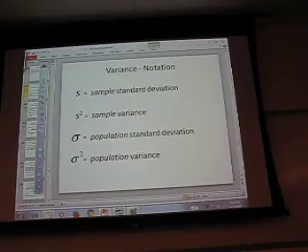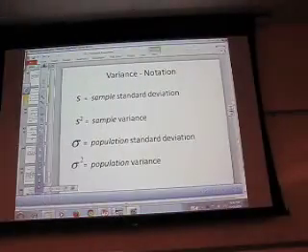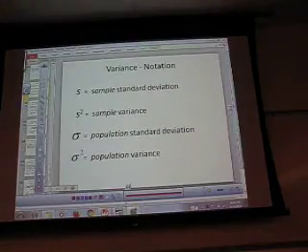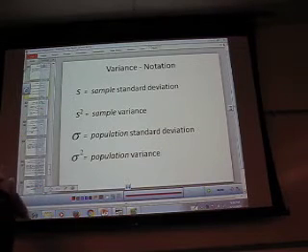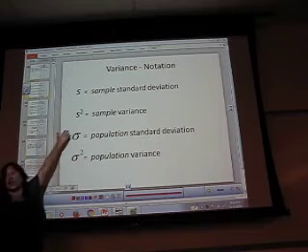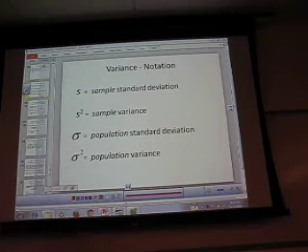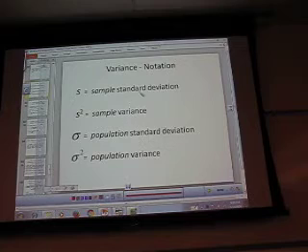And variance, all right, so the notation again. Sample standard deviation, that's S. Sample variance, S squared. Those have relationships, right? Sample variance is the square of sample standard deviation. That's why it's S squared. Sample standard deviation is the square root of sample variance. That's why if this is S squared, the square root of S squared is S.